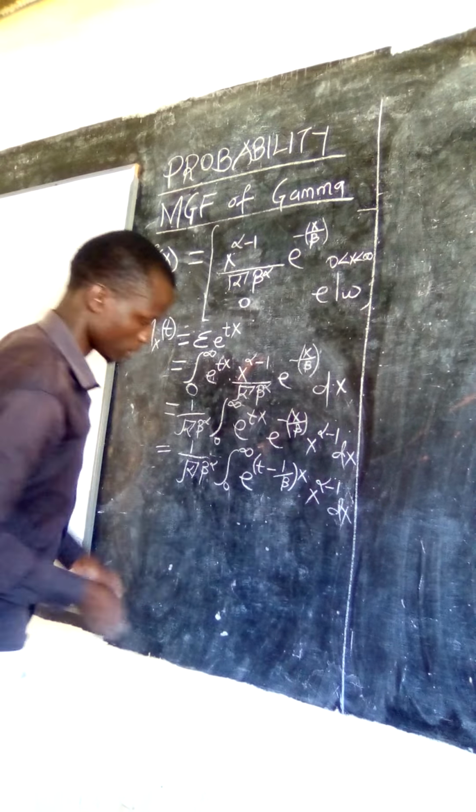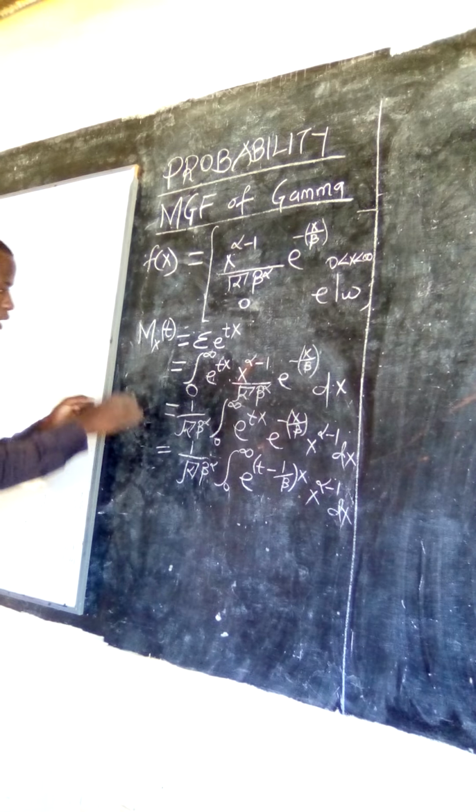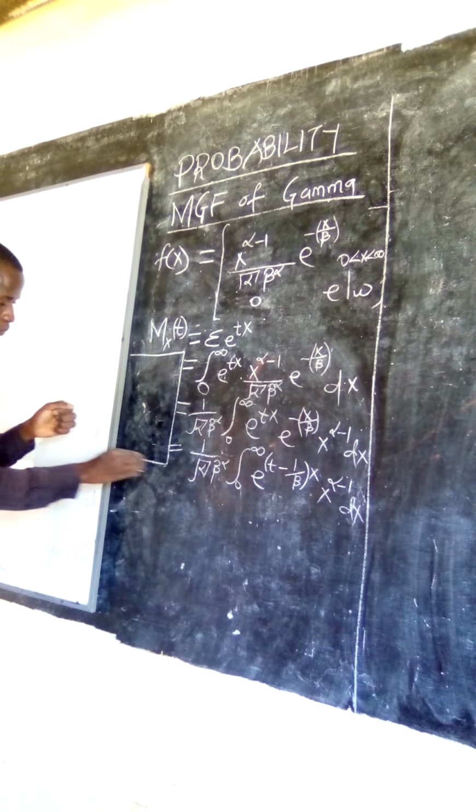Now friends, after reaching here, you are now supposed to write this value in a manner that, let me just write it here so that you can see it.